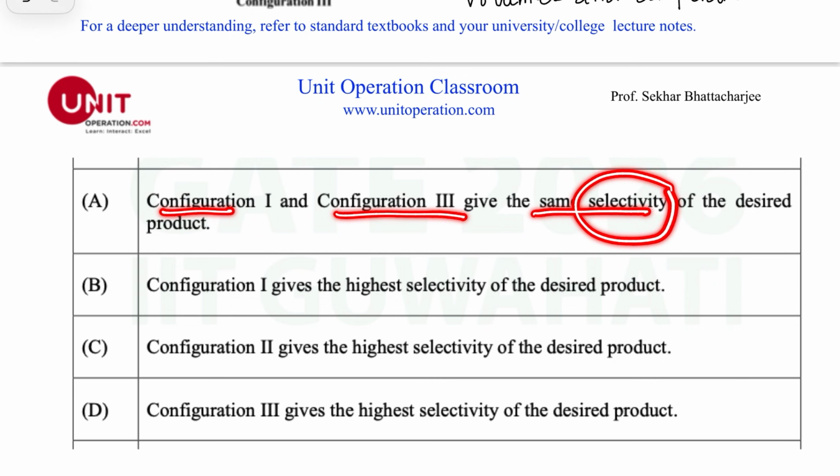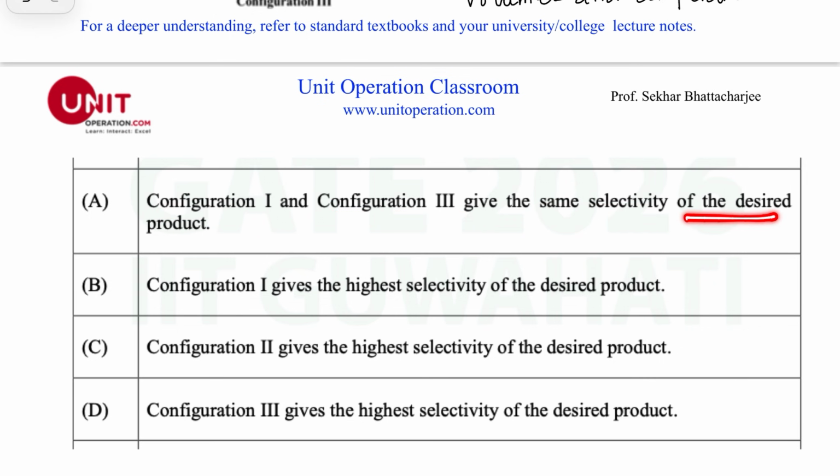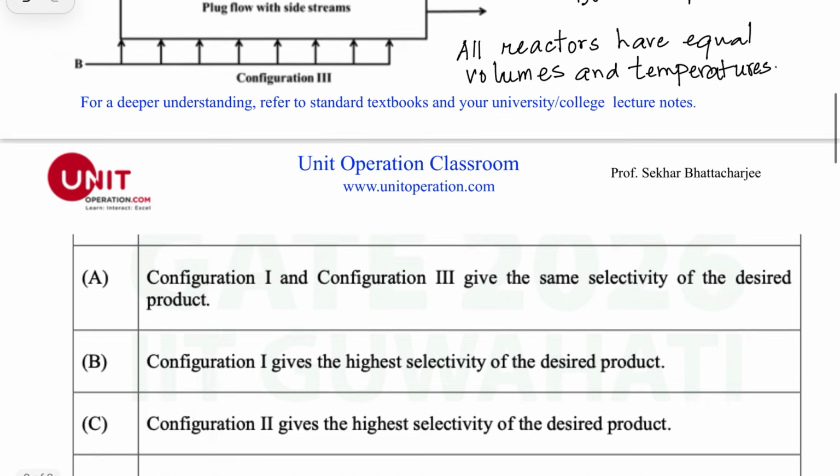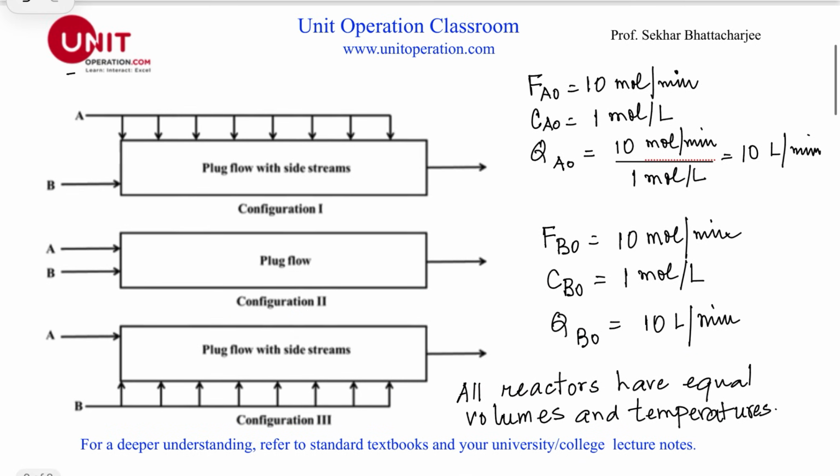We'll see how we define selectivity of the desired product. Configuration 1 gives the highest selectivity of the desired product. Configuration 2 gives the highest selectivity of the desired product. Configuration 3 gives the highest selectivity of the desired product. We have to find out which option is correct. And also, the volume of the plug flow reactor in all these three cases is the same, and the operating temperatures of all these three reactors are, of course, the same.